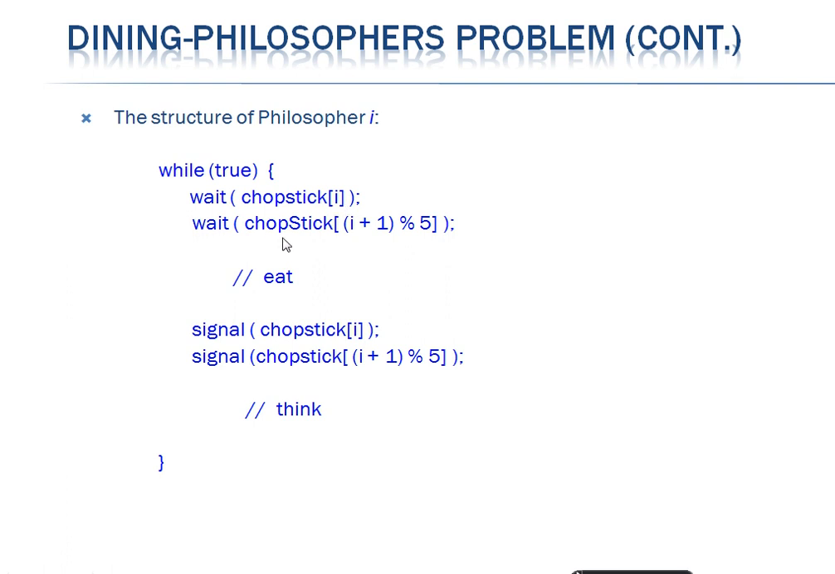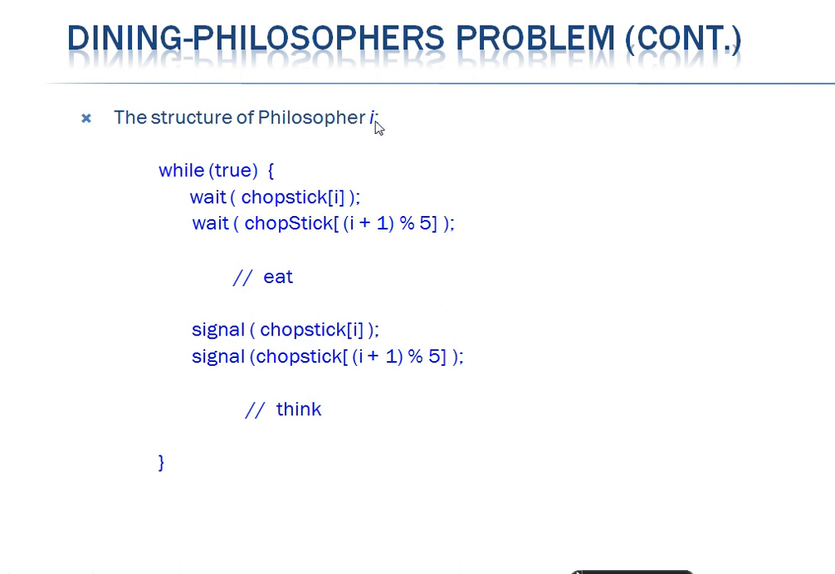Then wait over chopstick (I plus 1) % 5. That means wait is performed over the chopstick number given by the remainder when this is divided by 5. Once wait is performed, this philosopher can eat.